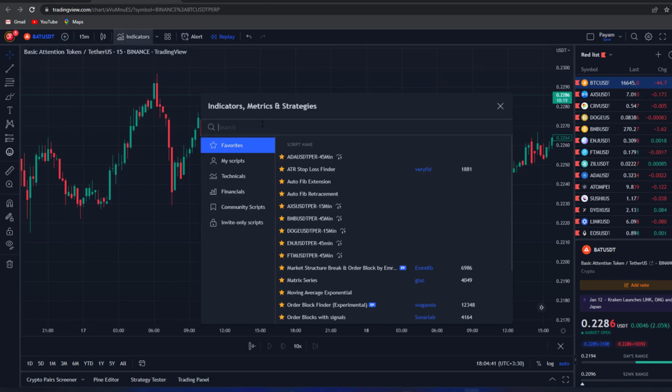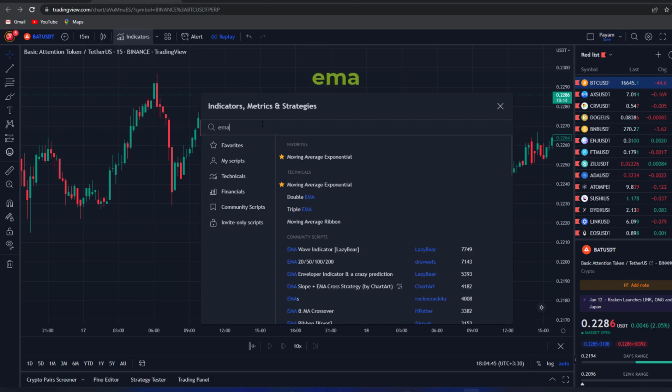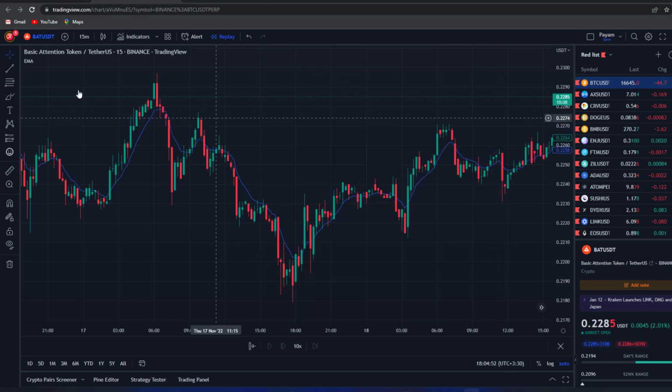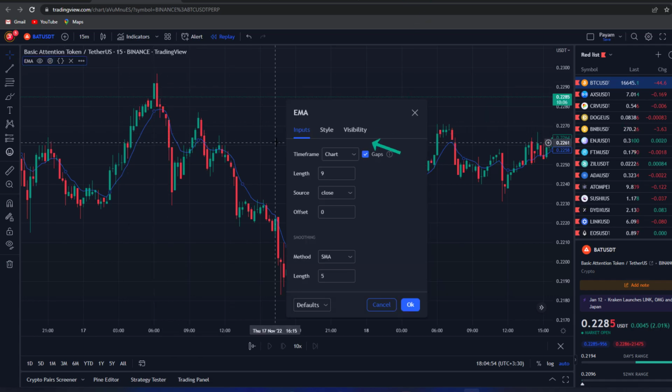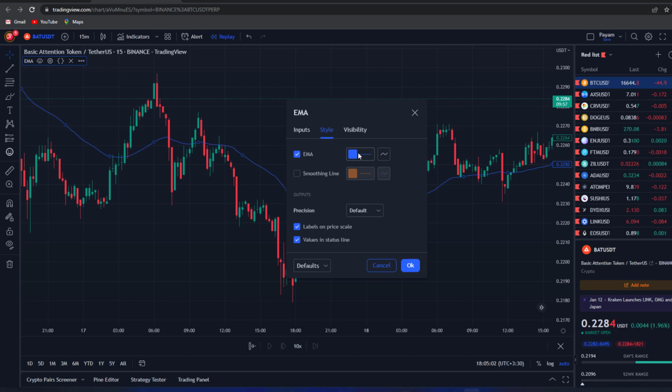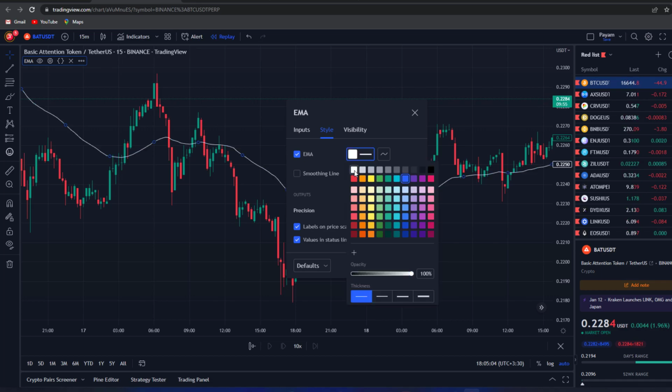Okay, let's go to the indicators section. The first indicator that we are going to add for this part is the EMA, moving average exponential. I'm going to add this one. We're going to go to the settings. We're going to change the length from 9 to 50. And in the style section, I'm going to change the color to white, and I'm going to make it a little thicker.